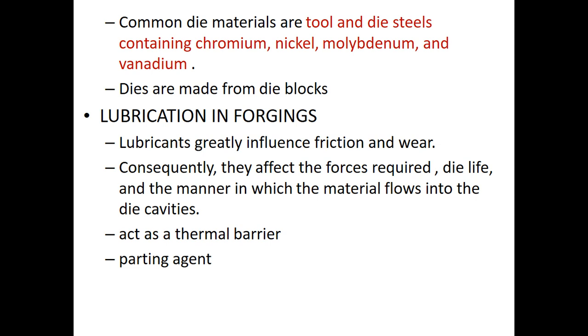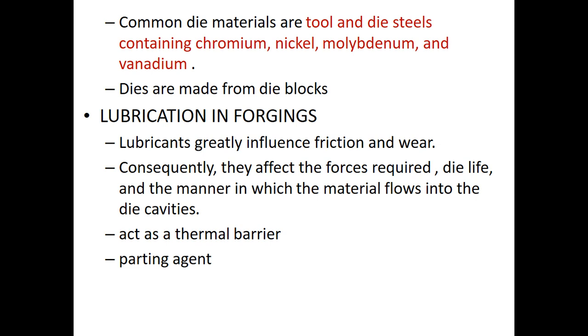And what are the common die materials? If you look here, I have highlighted it. Tool and die steels containing chromium, nickel, molybdenum, and vanadium are typically used as the die materials. And these dies, the forging dies, are made from the die blocks. Actually, these die blocks are forged from the castings and then machined and finished to the desired shape and surface finish. Again, another important point which I have not included, but you may please note down.